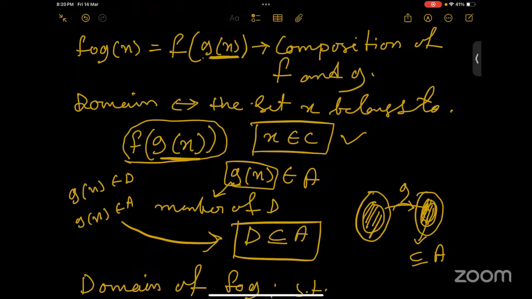Ma'am, this concept is sort of clear, but when we try to solve the problems, we are not able to understand. So if you can give some good examples. Yeah, sure. Can you pick one problem and send it in the chat box so that I will pick that one and solve it?